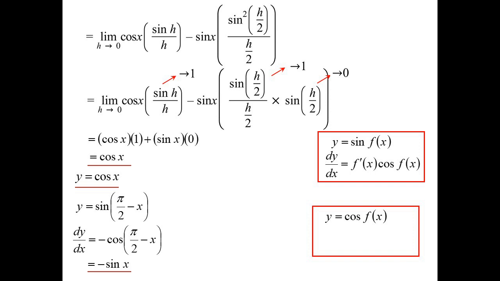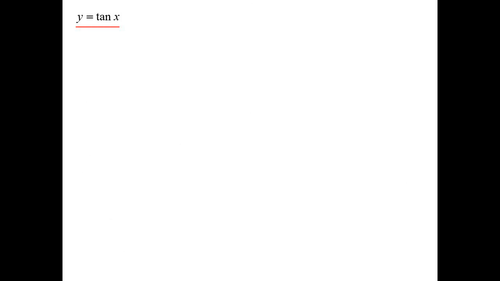So to generalise that one, again, you would differentiate the angle. It goes out the front, but it's negative, the derivative. Cosine goes to sine. The angle does not change. Okay. Tan. I now know how to differentiate sine. I know how to differentiate cosine.